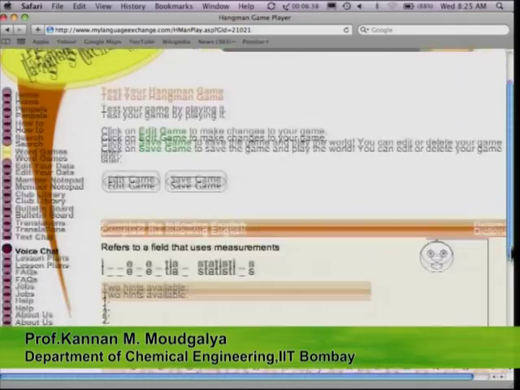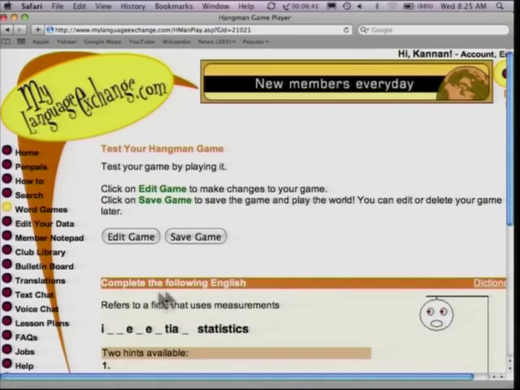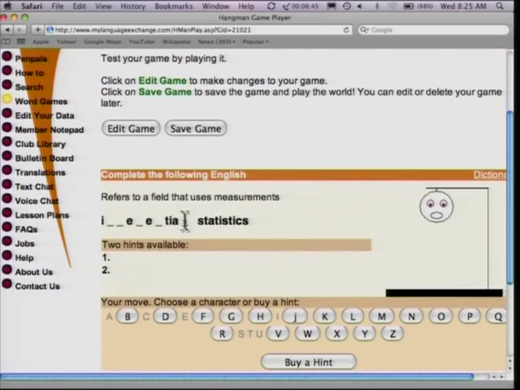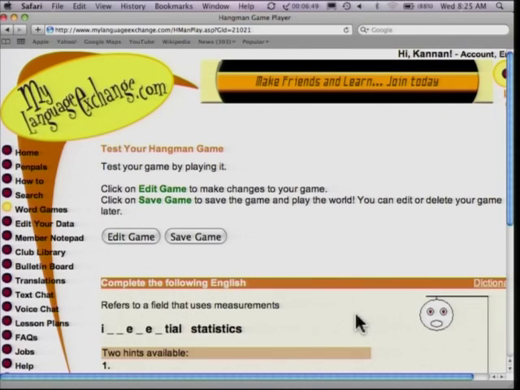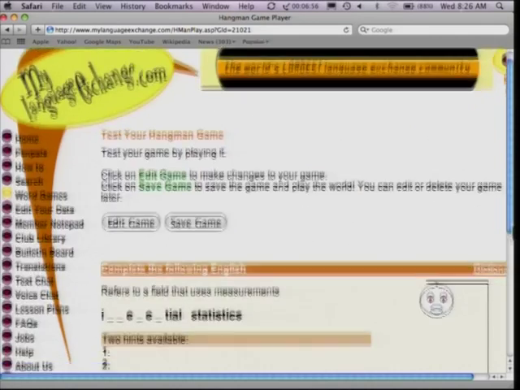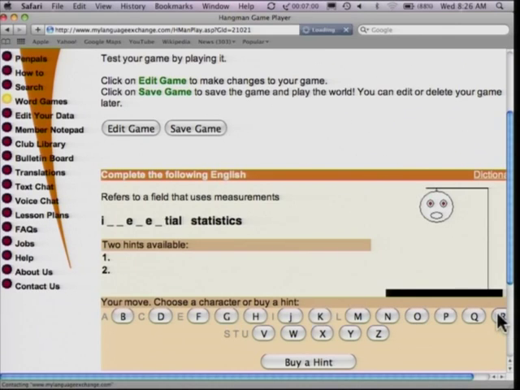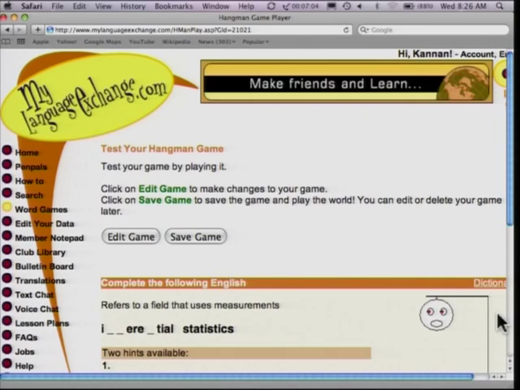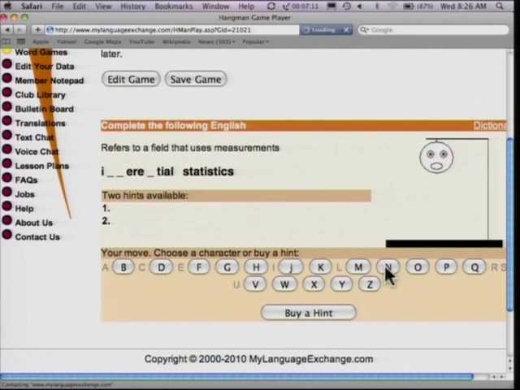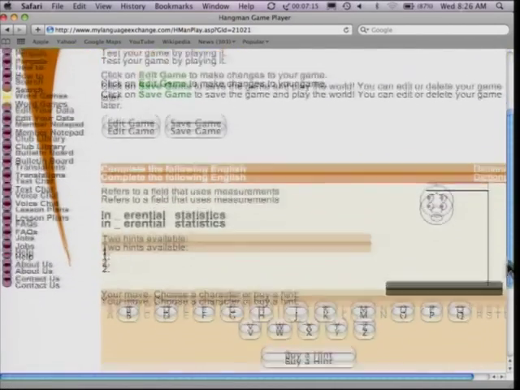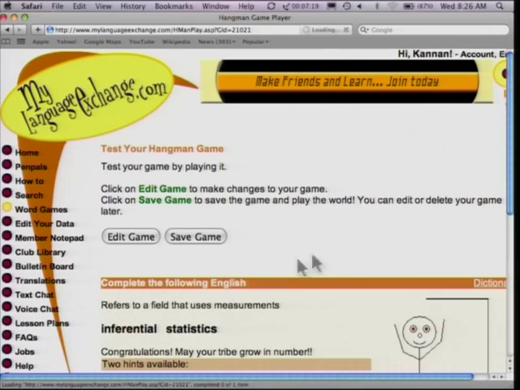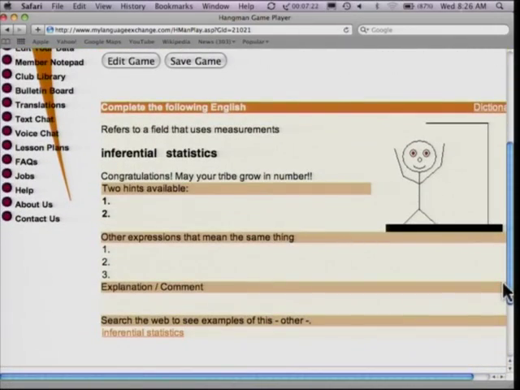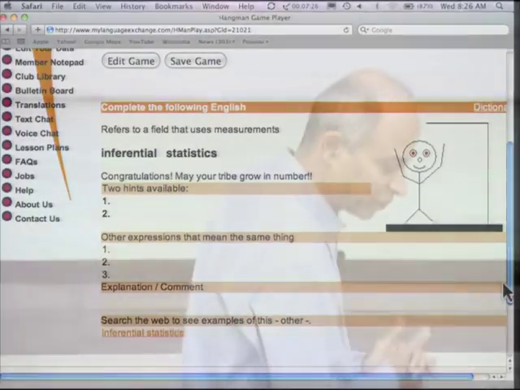Okay, I think you got this. L. R. Okay. Okay, great. Okay, great. Excellent job. So this course is about inferential statistics.